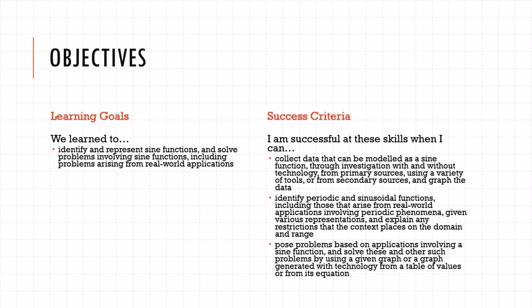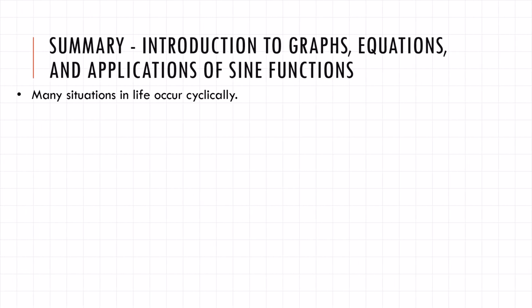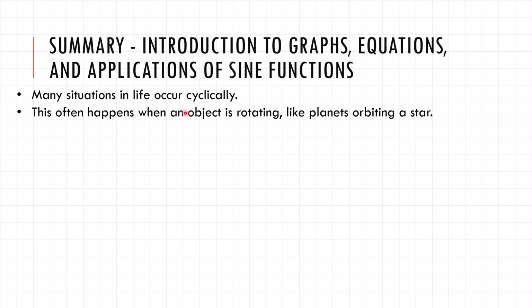Hopefully, you're also able by now to look at a situation and identify whether that situation represents a sine function, and then solve problems that involve that situation, especially ones that come out of real world situations. At the beginning of this unit, we noticed that there are many situations in life that occur cyclically. And this sometimes happens when an object is rotating. Very often, there's a cycle, and literally, we use the word cycle for the front wheel of a bicycle or a back wheel. I guess any wheel doesn't really matter.